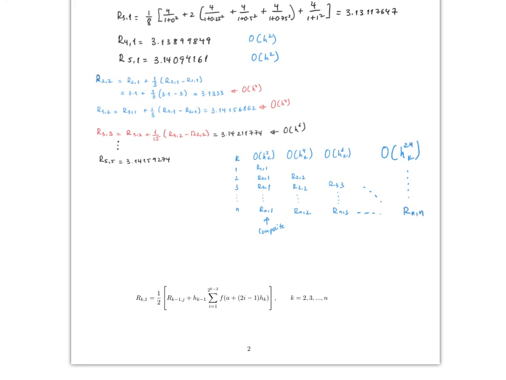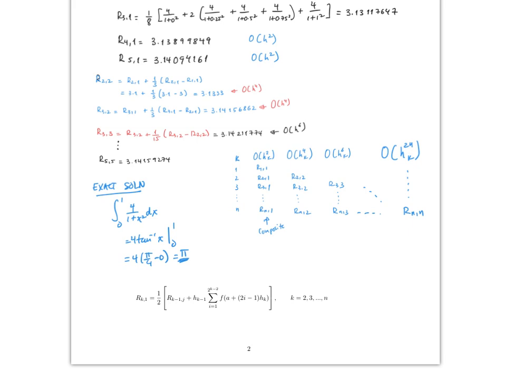Now before we go to the last formula we have here, remember that the exact solution in this case, the integral from 0 to 1 of 4 over 1 plus x squared dx is equal to 4 times tangent inverse of x from 0 to 1, which is 4 times pi over 4 minus 0, which is just pi. And you can see this is very close to pi.